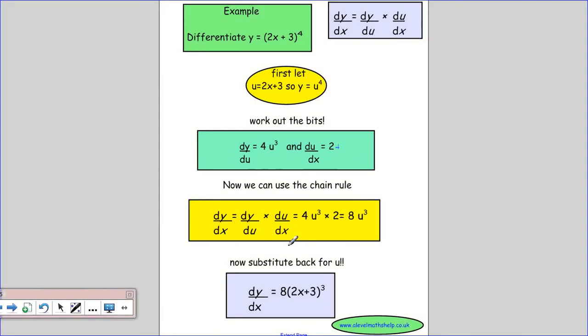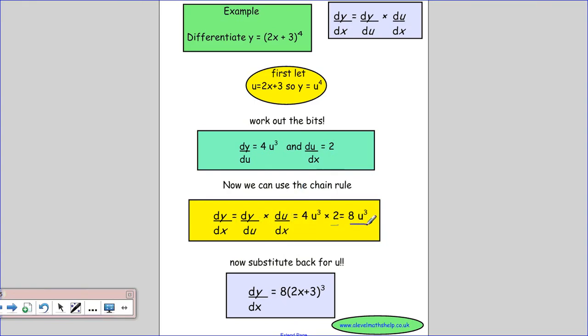So here's my chain rule. We put the bits in. So dy by du is this bit, 4u cubed. And du by dx is this bit, which is 2. So it's 2, and so we multiply it out, and we get 8u cubed. And now we can think, oh yes, we've done, let's go on to the next question.